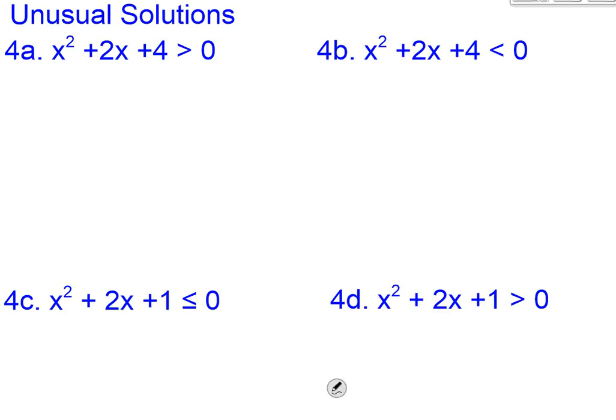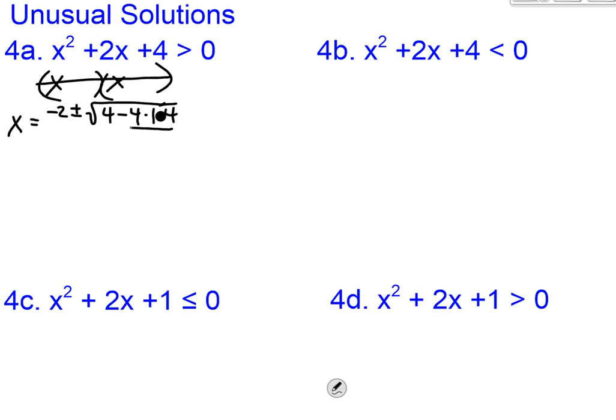So for this first one, the first thing we want to think about, 0 is on one side, does this factor? Is there something that multiplies to be 4 and adds to be 2? 2 and 2 doesn't add to be 2 though. So does that factor? No, it doesn't factor. And so our next job, we just want to find the zeros, is to use the quadratic formula. So x equals -b, so -2 plus or minus the square root of 2 squared, which is 4, minus 4 times a, which is 1, times c, which is 4, all over 2 times 1.